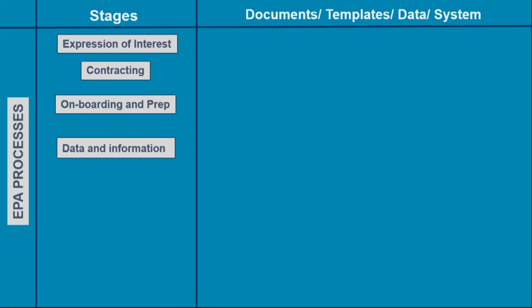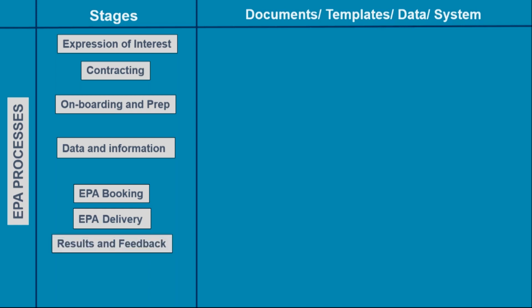Finally, when we have got all of that information and the data, we move on to the EPA booking stage, wherein the provider actually requests the booking. And once the booking has been confirmed, the EPA delivery actually takes place in practice. Following the EPA delivery, there are results and feedback, resets if required, and then finally a data upload for us to claim the certificate on behalf of the apprentice.